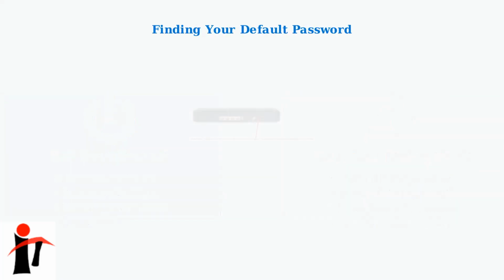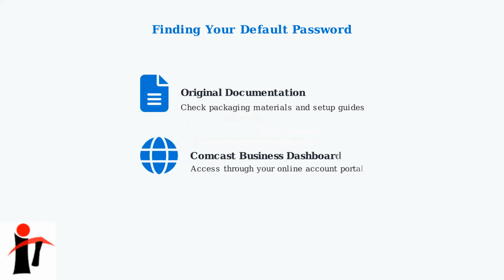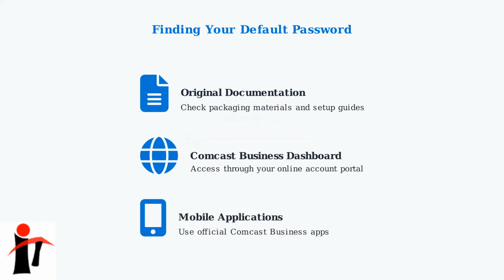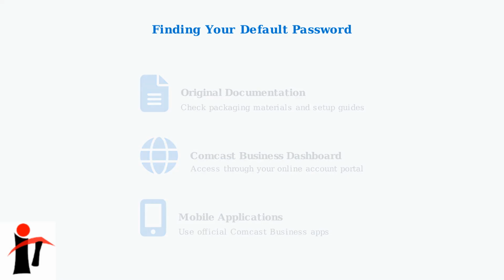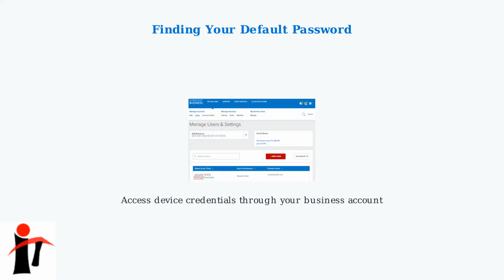You can find your router's default password in several locations. The most common place is on a physical label located on the router's back or bottom panel, often labeled as password, WPA key, or network key. Default passwords can also be found in the original documentation included with your router, through your Comcast Business account dashboard online, or via their official mobile applications. The Comcast Business account dashboard provides a convenient way to access device-specific information, including default credentials for your networking equipment.